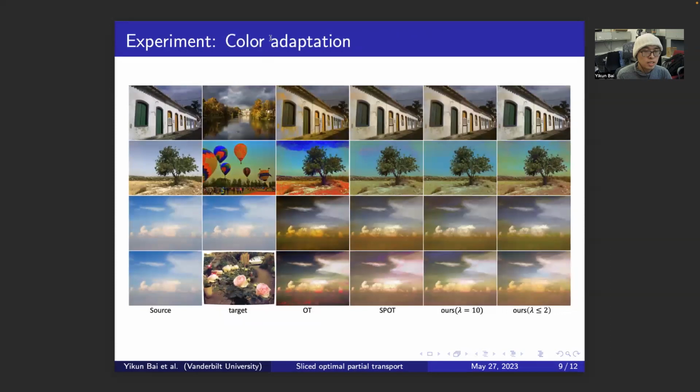Okay, the next application is color adaptation. In this problem, we have one source image and one target image. We want to use the colors in the target image and apply them to the source image. The key point is how you define the correspondence between the source and the target images. You can use the classical OT, but sometimes the result will look weird. For example, in this one, it gives dark blue to the sky and red to the ground. But if you use the OPT-based methods, for example SPOT and our method, the result looks much better.